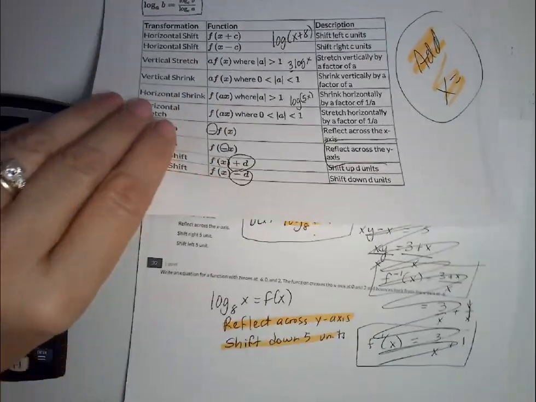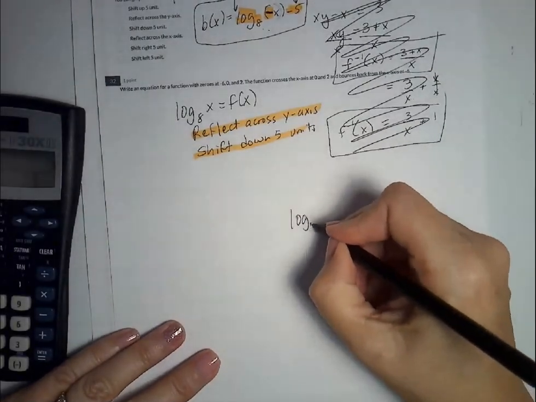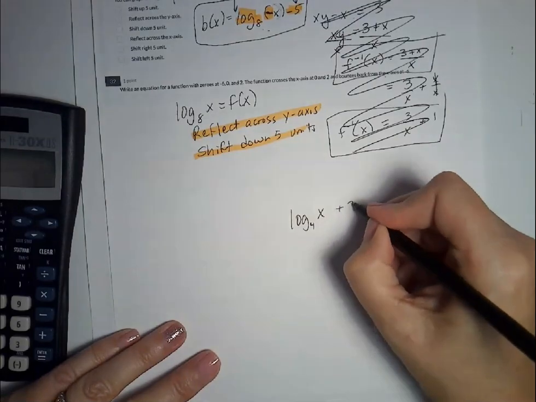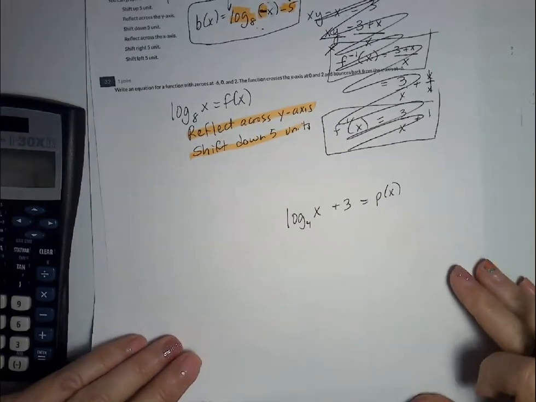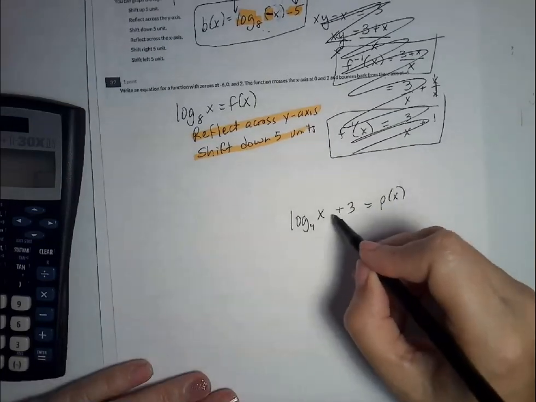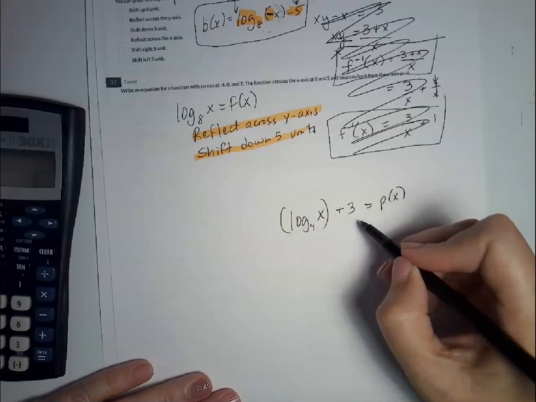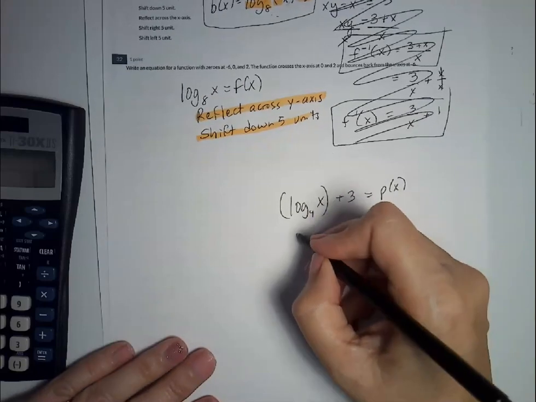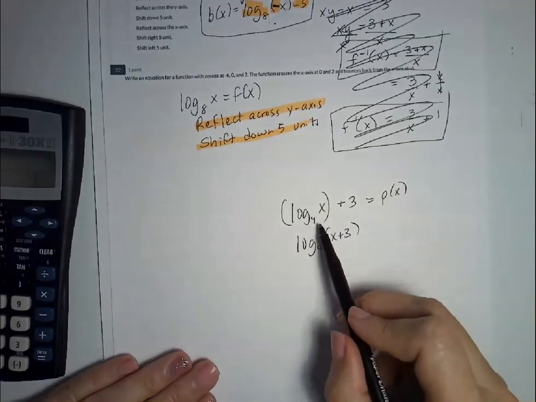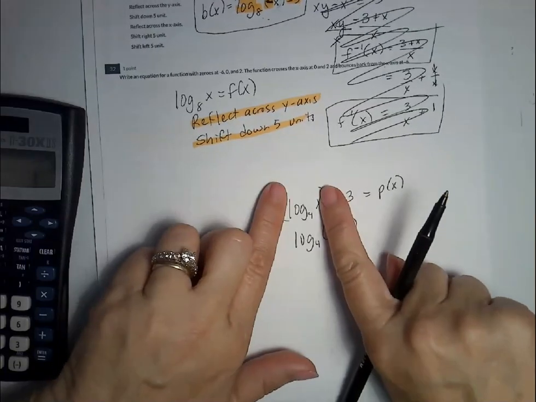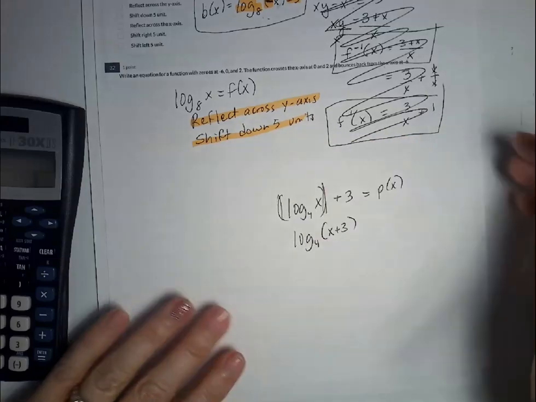Now, be careful. I want to point this out too, that if you have log base 4 of x plus 3, okay, equals p of x, to make one up. All right. If it doesn't have parentheses around this, it means that this plus 3 is not part of the x. If you wanted to have the x plus 3 be together, you would put it in parentheses. So I just want to point out that when you don't have parentheses, that's indicating that this plus 3 is not part of this, okay?